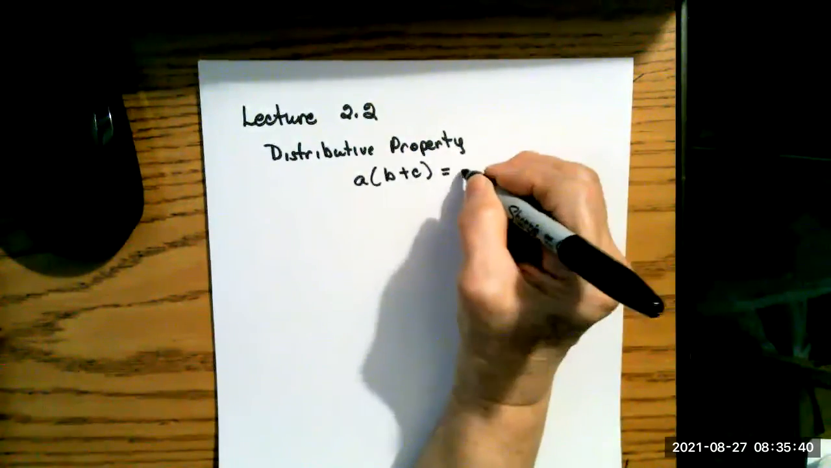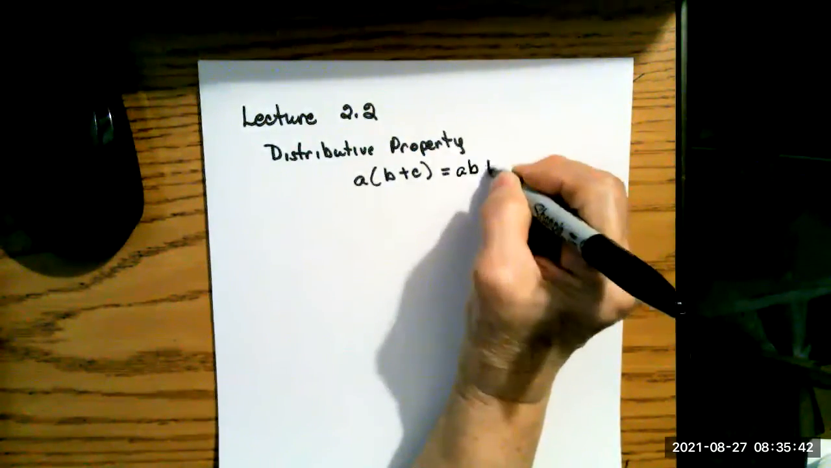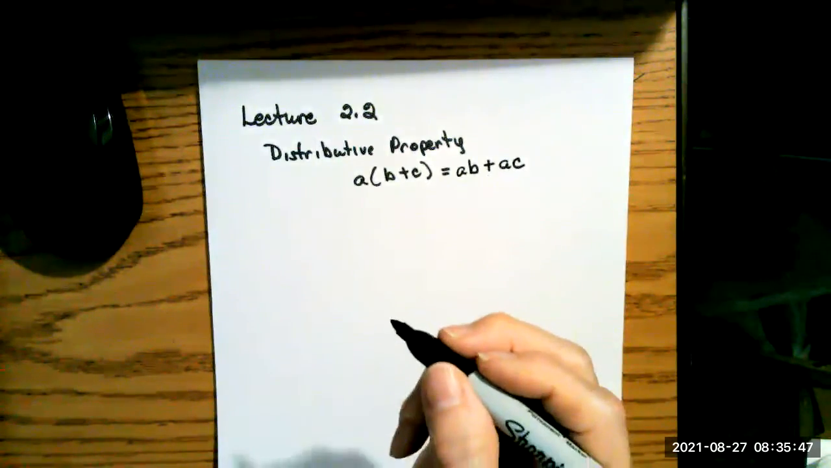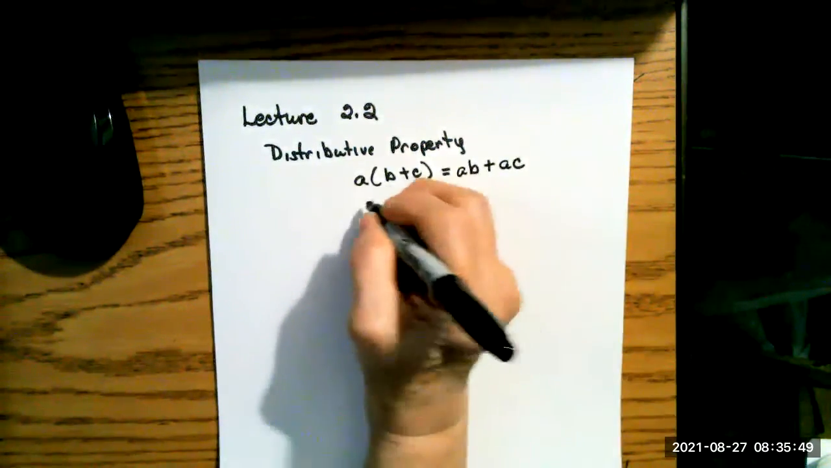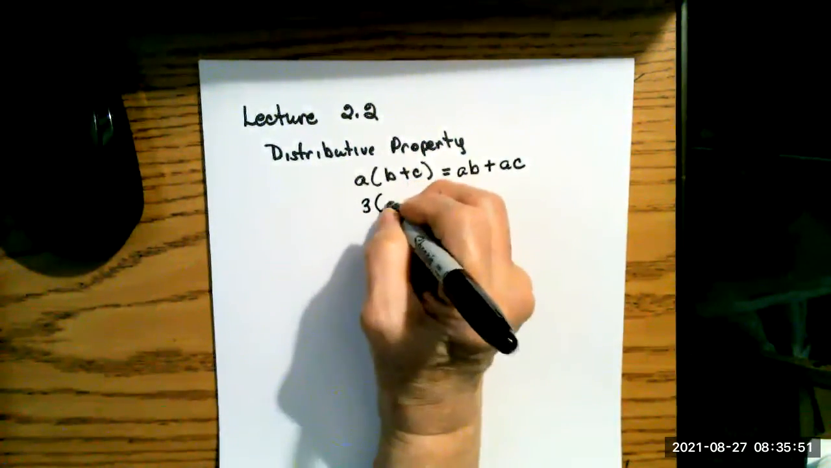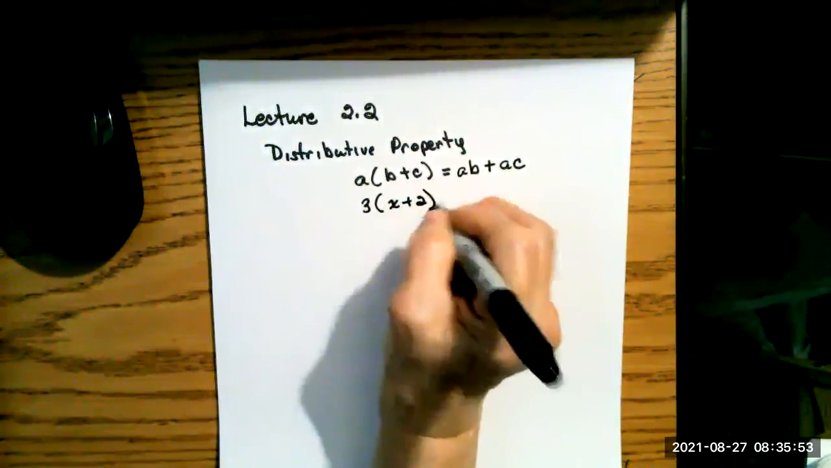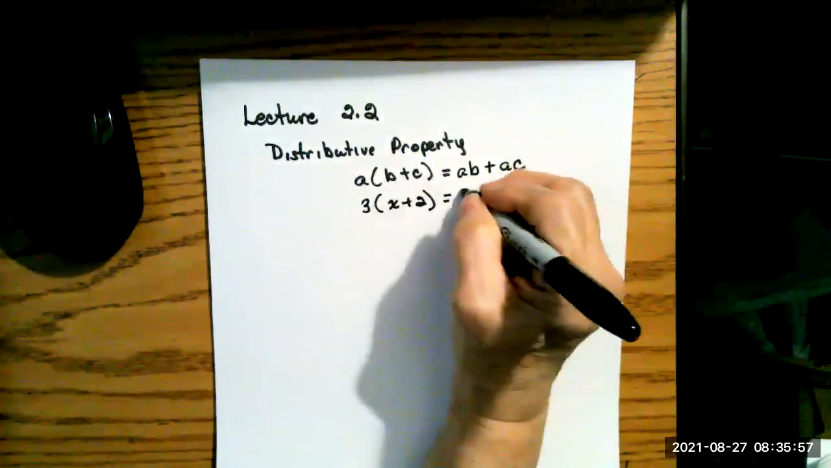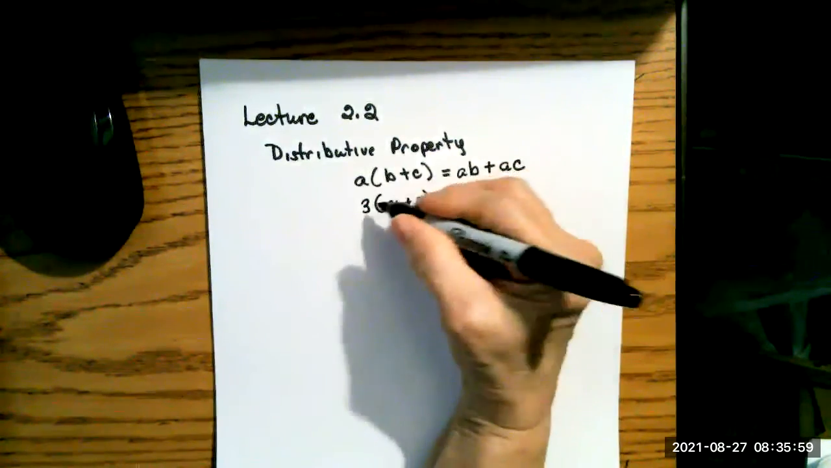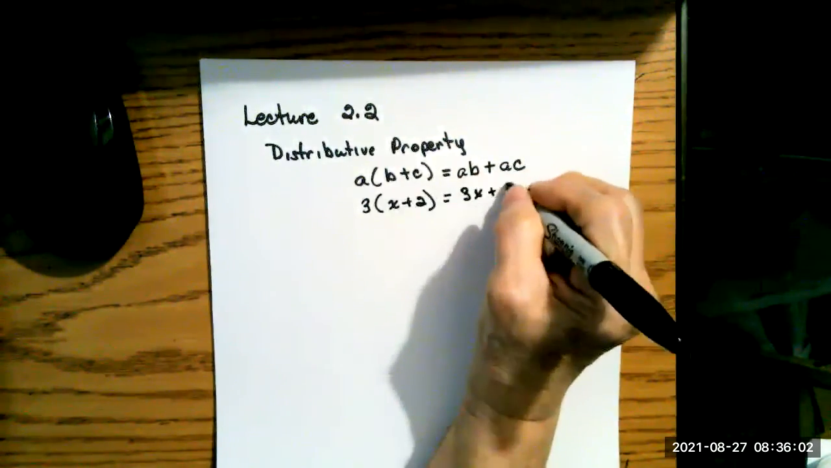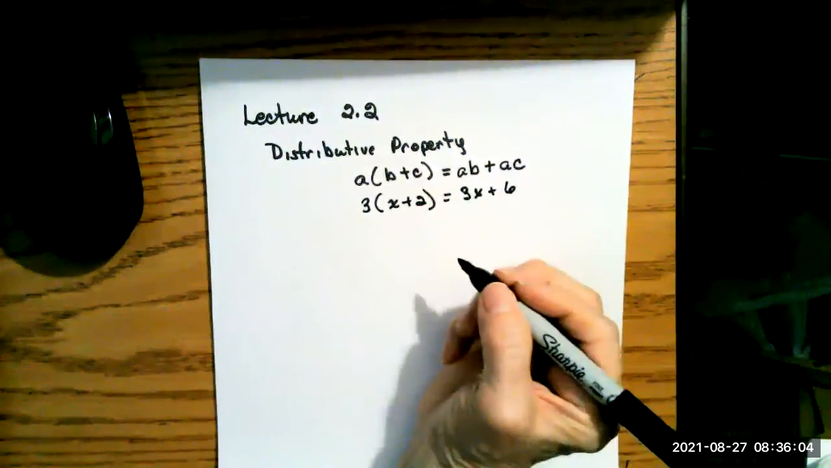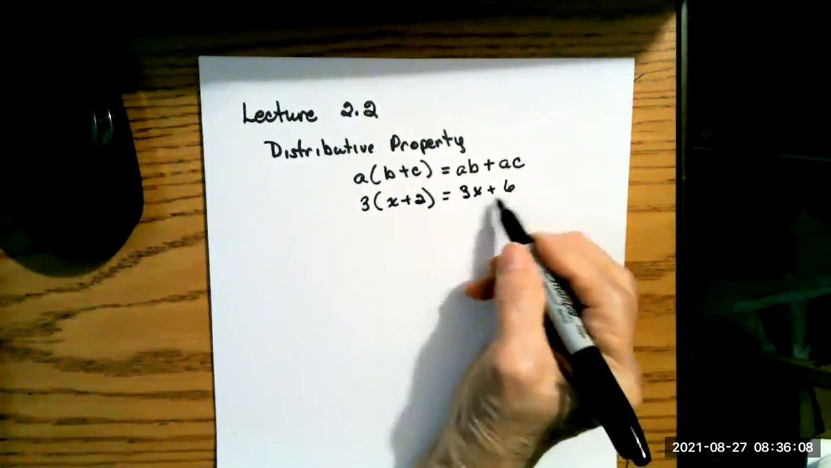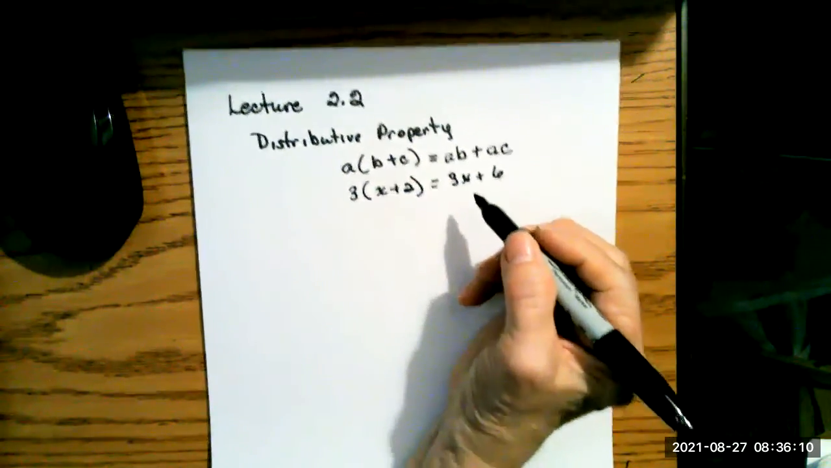So the first one will be A times B, and then you say plus A times C. For a problem like this, it would be something like 3 times (x plus 2). So you take your 3 and multiply it by the x, and you get 3x, and then multiply the 3 by the 2, and you get 3 times 2 is 6. So that would be your answer. You can't combine because the 6 does not have an x on it.